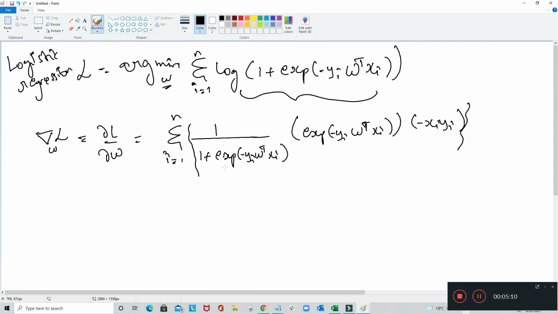So we have to find a w where this is minimized, that is, for what value of w this can be 0.